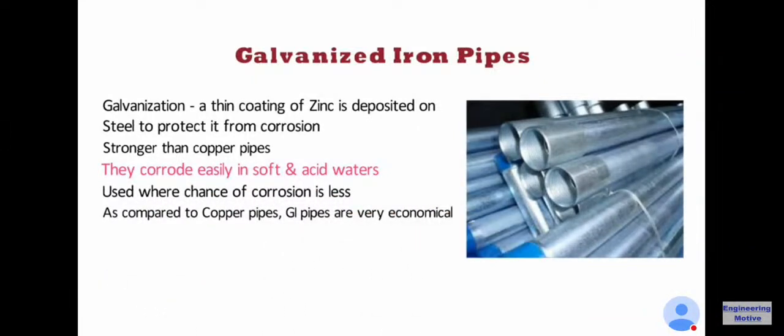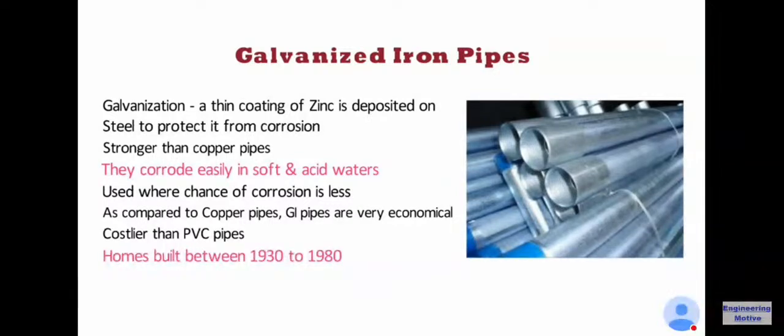GI pipes are costlier than PVC pipes. These pipes were used several years ago in residential building projects. The homes built between 1930 and 1980 have GI pipes, but nowadays GI pipes are not being used in residential construction for plumbing purposes. Most homes that have GI pipes need to be repiped.